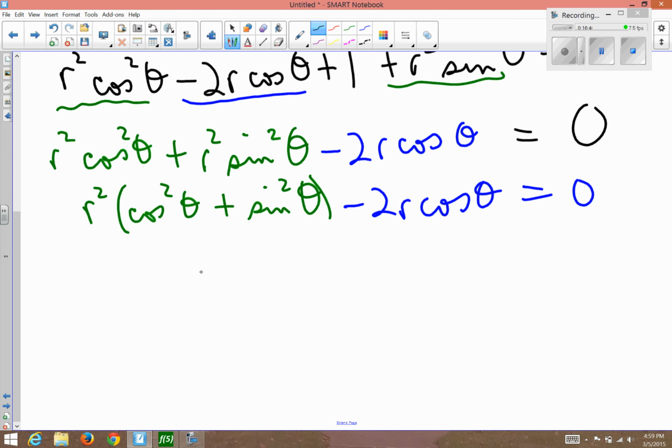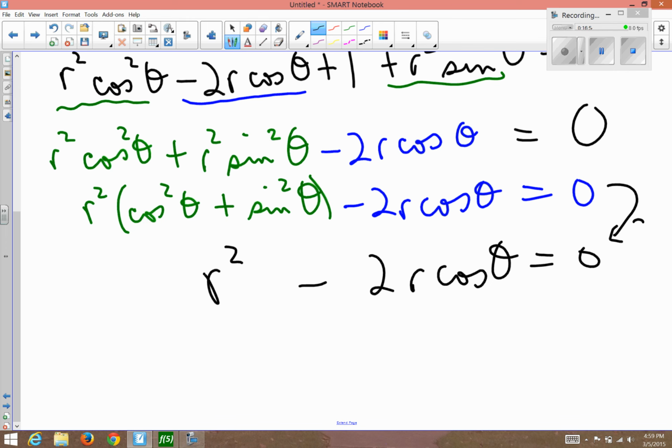So why is this r squared minus 2r cosine theta equals 0? You're taking notes. If you don't know how this step turns into that step, make sure you bring that question to class.